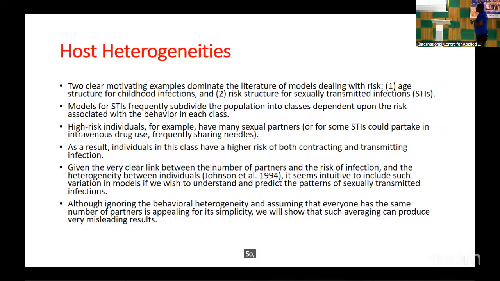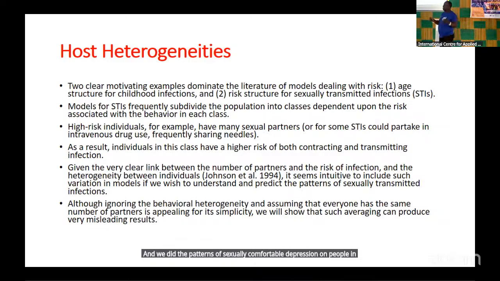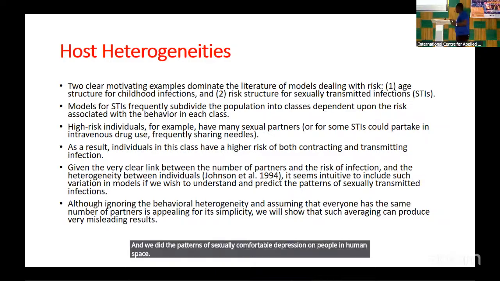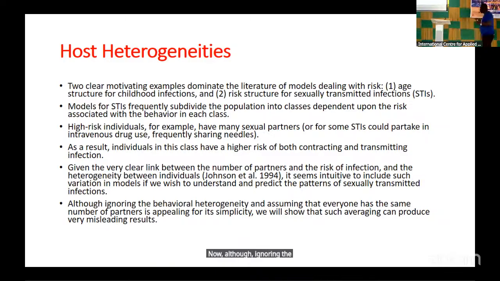Given the very clear link between the number of partners and the risk of infection, and the heterogeneity between individuals, it seems legitimate to include such relations in models if we wish to understand and predict patterns of sexually transmitted infection. Although ignoring behavioral heterogeneity and assuming everyone has the same number of partners is appealing, because you can easily do your maths.